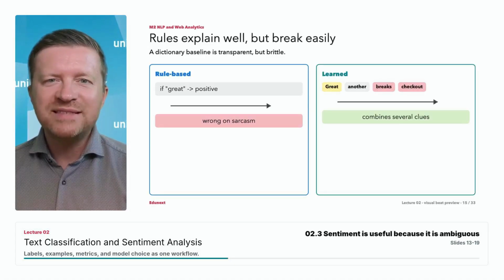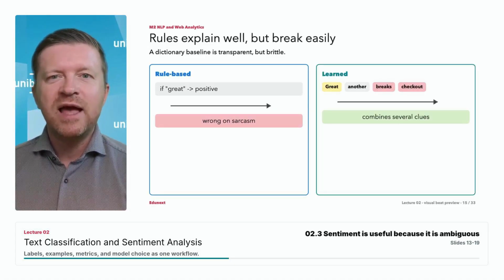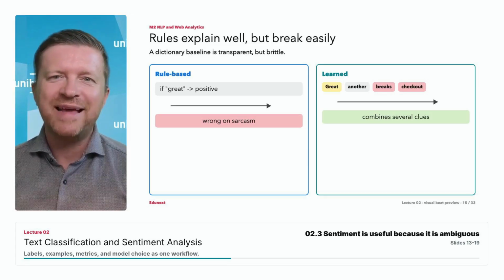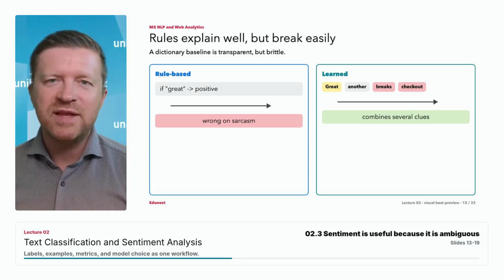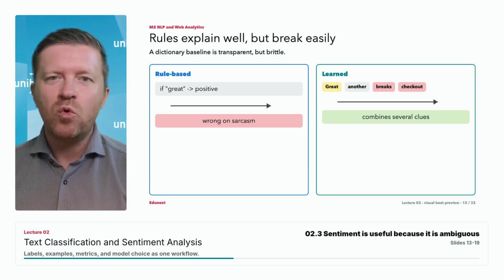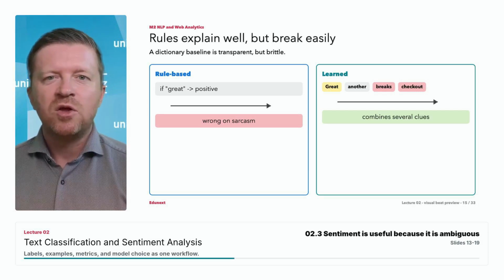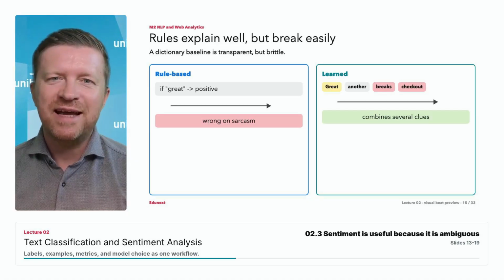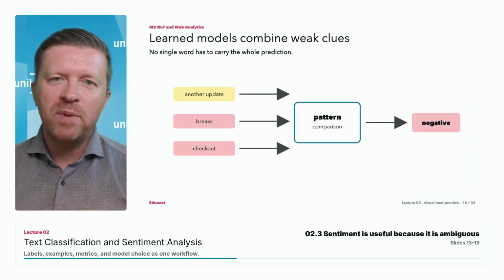A rule-based system might use a dictionary. If the word "great" appears, add a positive score. If the word "broken" appears, add a negative score. The strength of this approach is that it is transparent. You can inspect the rule and understand why it fired. The weakness is that it is brittle. The rule does not really understand sarcasm, negation, or domain context.